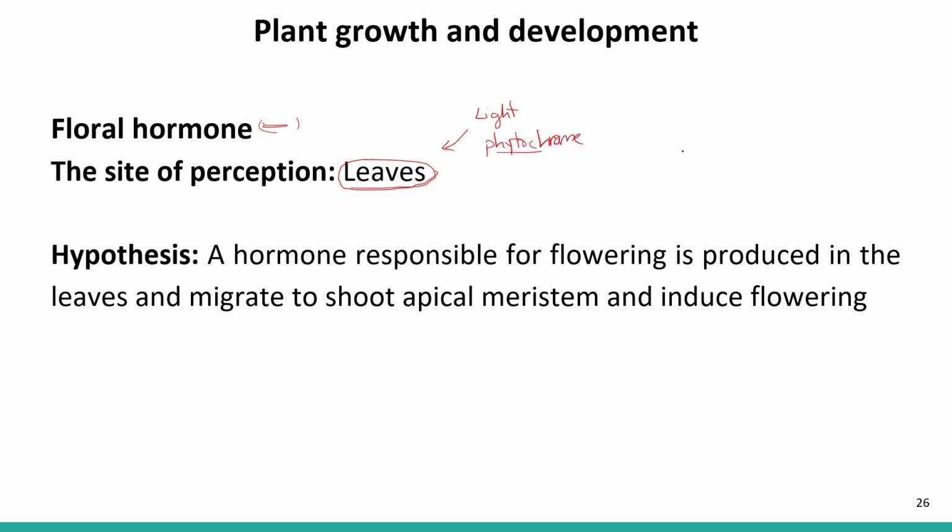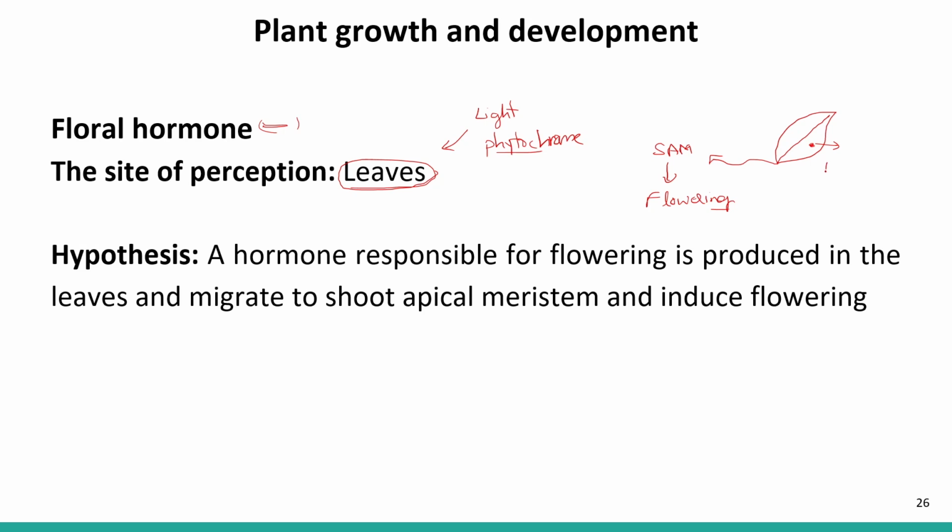Alright, so the hypothesis was given that there is some substance present in the leaves. Suppose this substance is produced in the leaves. This substance travels to where? The shoot apical meristem. And what does it do? It causes flowering. A substance from the leaf.